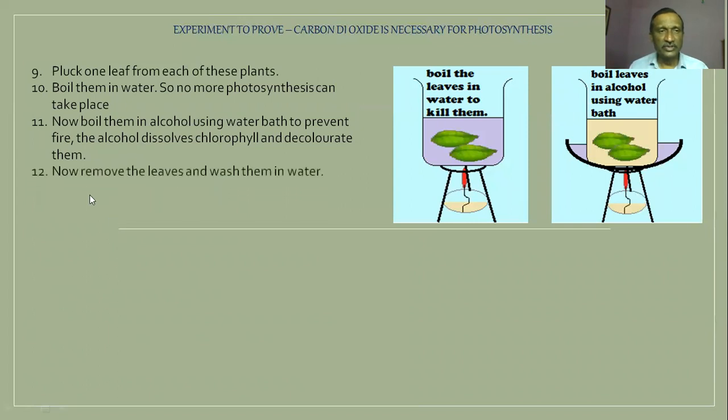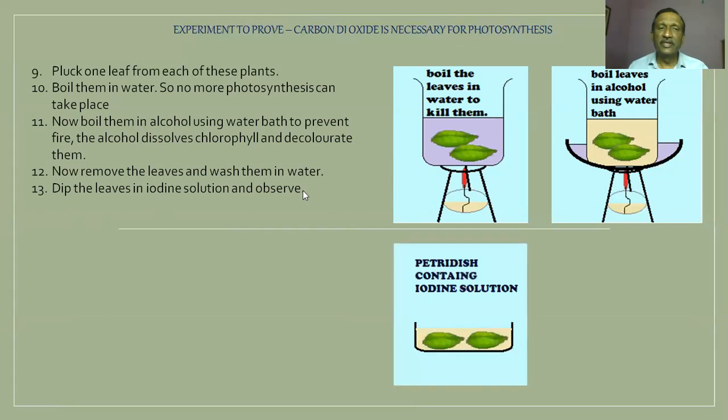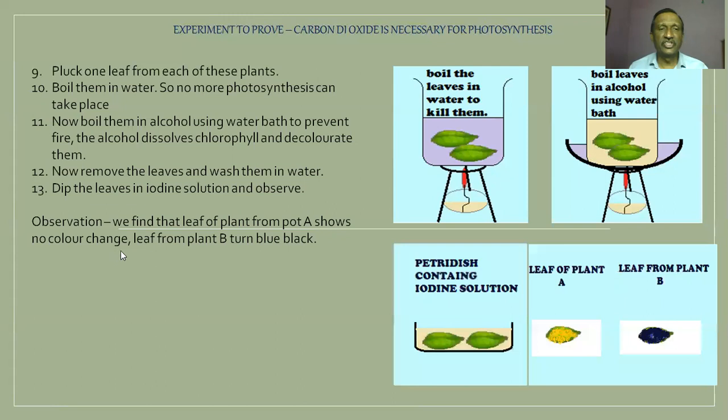Now what we have to do is remove the leaves, both the leaves. Remove the leaves and dip the leaves in iodine solution and observe the change. So observation, what are you seeing?